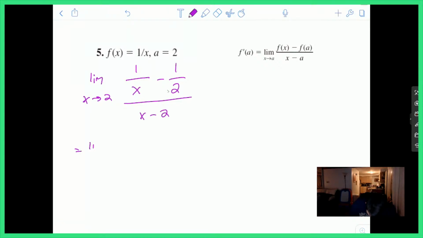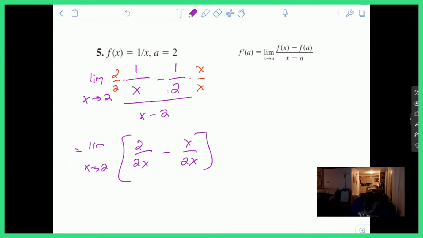So I'm going to go ahead and simplify. The limit as x goes to 2. Now the numerator, I'm thinking we probably should get a common denominator, which is just the product of the denominators. So what if I multiply this guy by 2 over 2 and this guy by x over x? So this would be 2 over 2x minus x over 2x. And I'm going to swing this up here times 1 over x minus 2, since division by x minus 2 is multiplication by 1 over x minus 2. That just makes me happier.